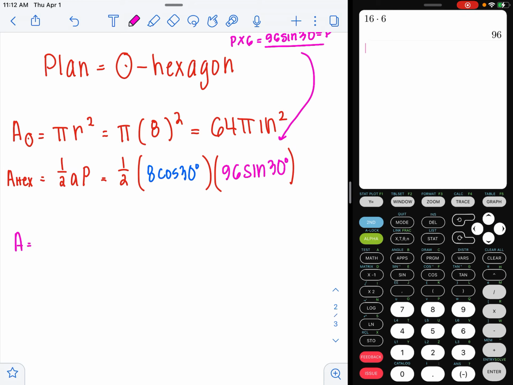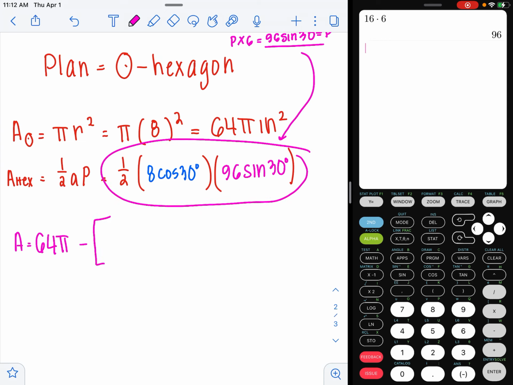My plan to find the area is to do this circle, 64 pi, minus, and then I have to do minus this whole thing right here. So I'm going to use brackets to write it to make sure. I can use parentheses again, but then it gets a little much. 8 cosine of 30, and then 96 sine of 30. All right, let's type it.